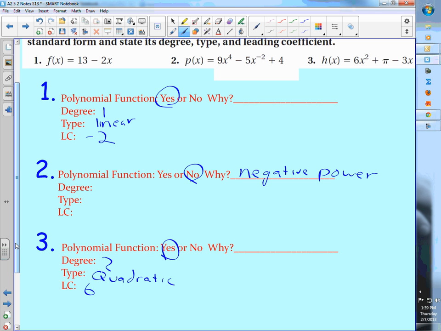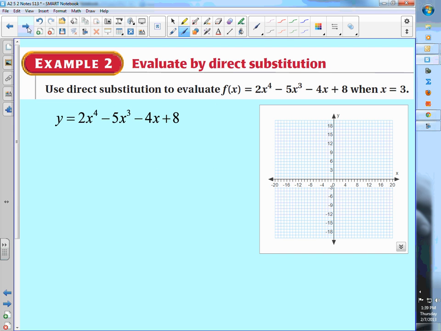This little quick analysis of a polynomial function is huge when it comes to graphing. Now, we're going to be very limited on what we do in terms of graphing today. I'm going to give you the first component of it, and then we'll deal with the second component tomorrow. Okay? So, here's a polynomial function, and they want to know what's the value of that function when x is 3. See if you can figure it out.